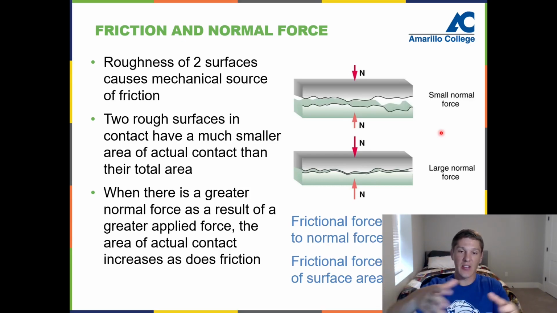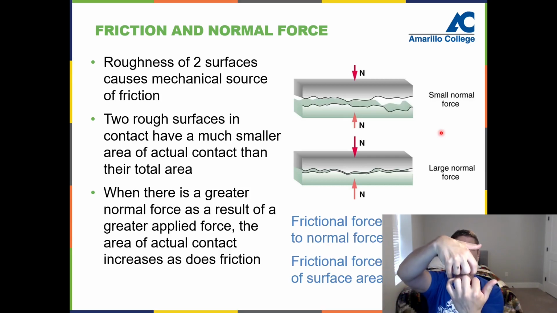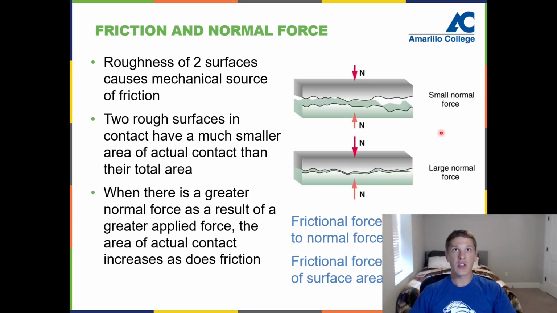But what happens is, let's say I keep that 2 foot by 2 foot box the same, as I make it heavier and heavier, those peaks where they're interacting start to deform and squish together. And so you go from this large separation where you have just a few contact points, and as you squeeze them together, all of a sudden you have a lot more contact points. It's still very small when compared to the 4 square feet, but you have a lot more locations where all of those points are interacting. So as you increase your normal force, you also increase the force of friction.